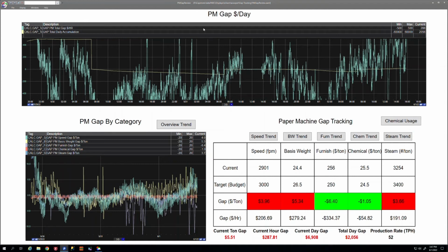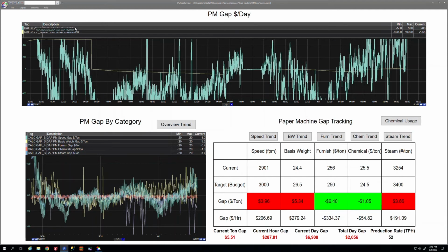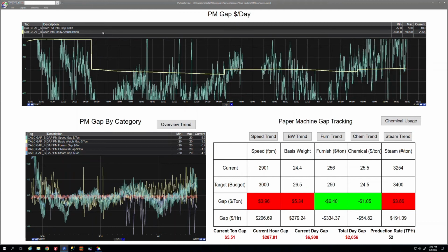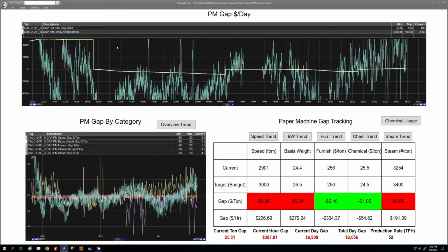So to start, up here at the top, we have an overview trend where we can see the dollars per hour in gap for any given time period. And then we can also see the total accumulation any day, resetting itself at 7 a.m. Down here, we have gap by category, where we can see the dollars per ton for any given category across a time period.